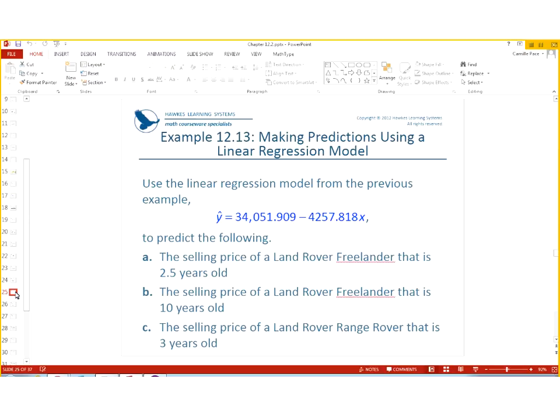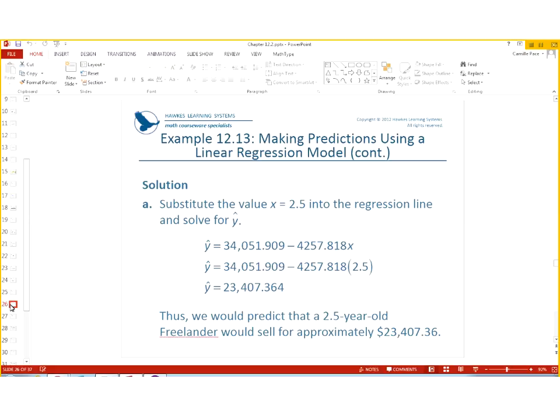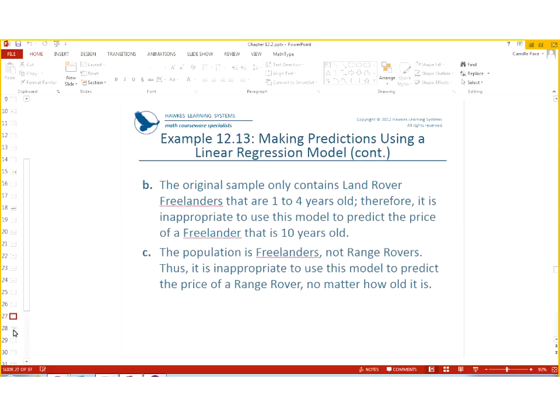C: the selling price of a Land Rover Range Rover that is 3 years old. We can't do that either because that's a different population than the Freelanders. Range Rovers are a lot more expensive than Freelanders, so this would not be a good model. The only one we can use for a prediction is the first one. If we substitute 2.5 years in, we get that the price would be $23,407.36. Again, the other ones you can't do.